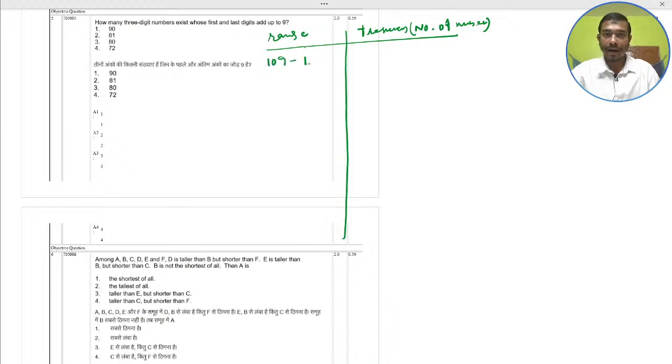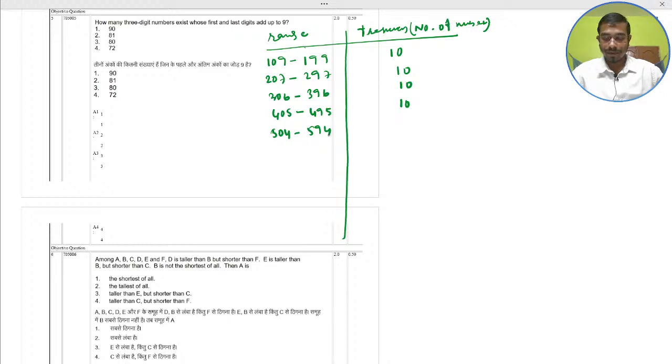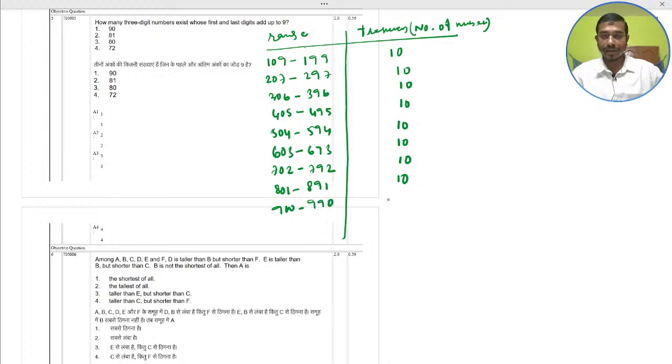109 to 199, that is 10. 207 to 297, that would be 10. 306 to 396, that would be 10. 405 to 495, that would be 10. 504 to 594, that would be 10. 603 to 693, that would be 10. 702 to 792, the same. 801 to 891, the same. And 900 to 990, that would be 10.